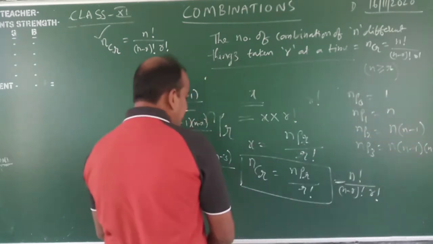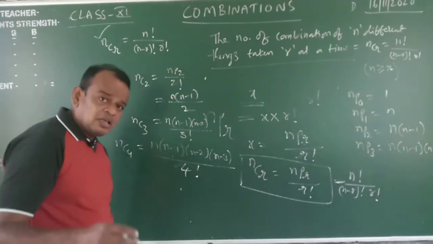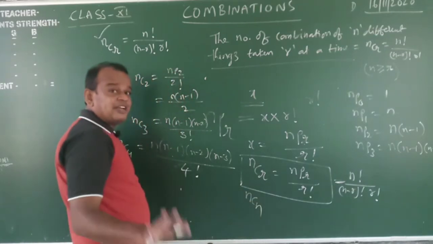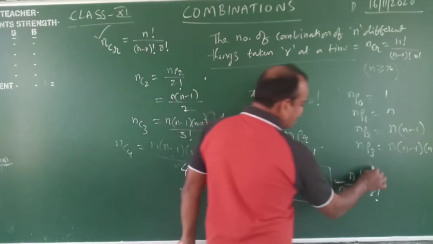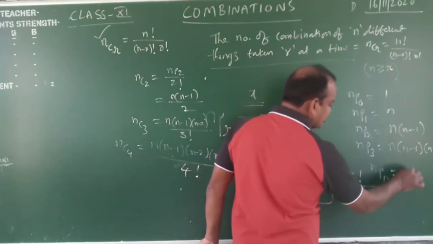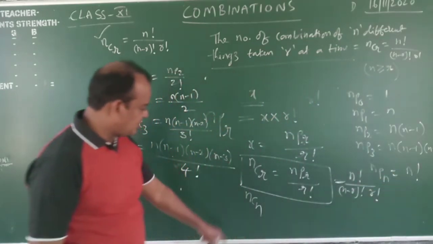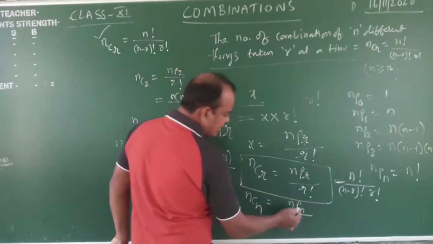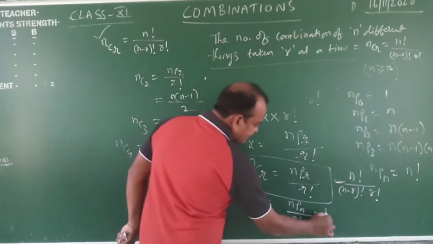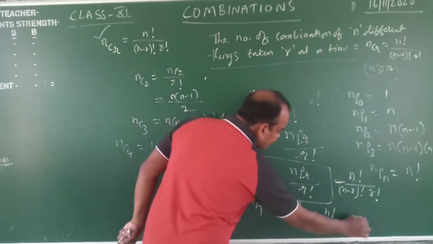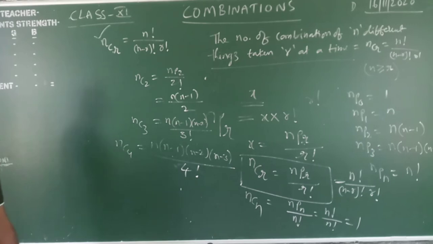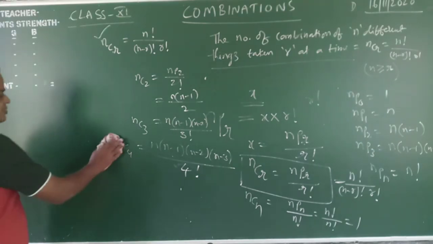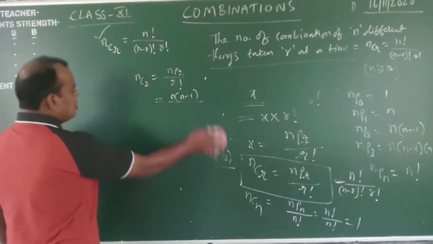Now nCn, what happened, my dear students? We select all the elements. nPn means n factorial, because we select all and arrange. Here nCn means nPn by n factorial, which is n factorial by n factorial, that equals 1. So nCn and nC0 both equal 1, my dear students. Okay, that's why we will complete the problems.